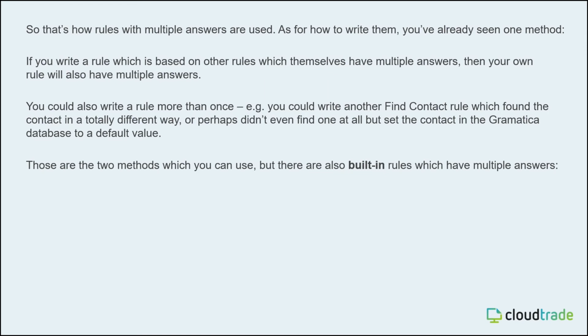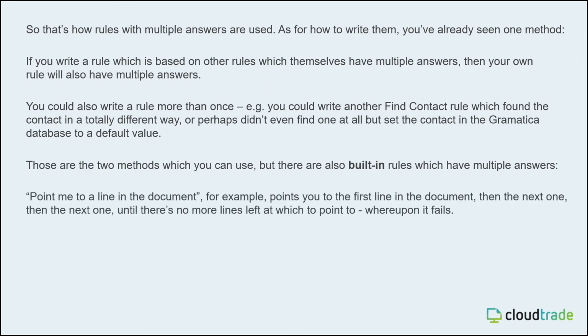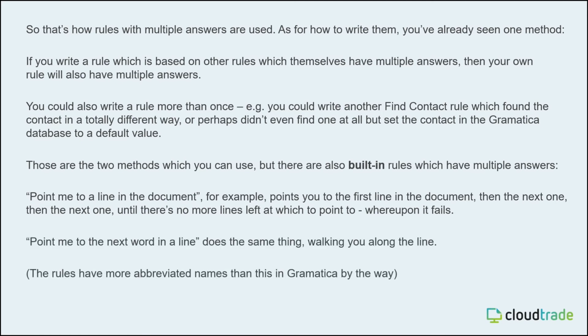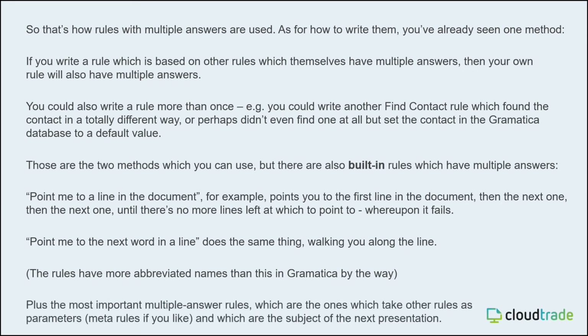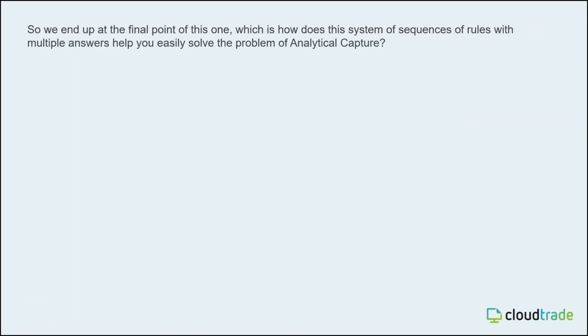There are also built-in rules though which have multiple answers. Point me to a line in the document, for example, is a built-in rule, and that has multiple answers. Every time you ask it to retry, it finds the next line. Similarly, point me to the next word of the line does the same thing. You ask it to retry and it just moves along on to the next one. The most important multiple answer rules are the ones which take other rules as parameters. They're sort of meta rules, and I'll be going into those in the next presentation.